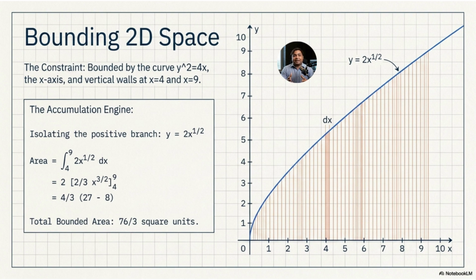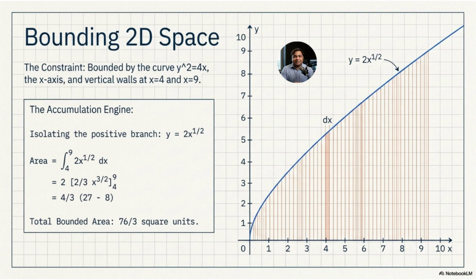At x equals 9, 9 raised to the power 3 over 2 means square root of 9 cubed or 3 cubed. That equals 27. At x equals 4, 4 raised to the power 3 over 2 means square root of 4 cubed or 2 cubed. That equals 8. So the area becomes 4 over 3 times open parenthesis 27 minus 8 close parenthesis. 27 minus 8 equals 19. Therefore, area equals 4 over 3 times 19.